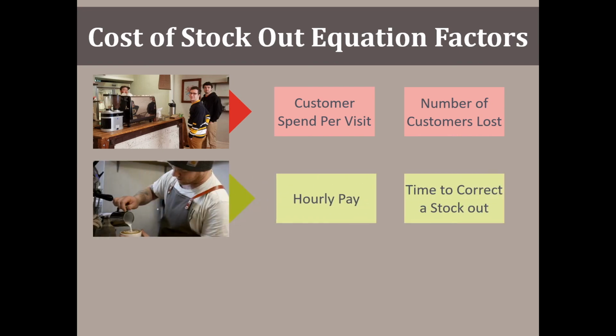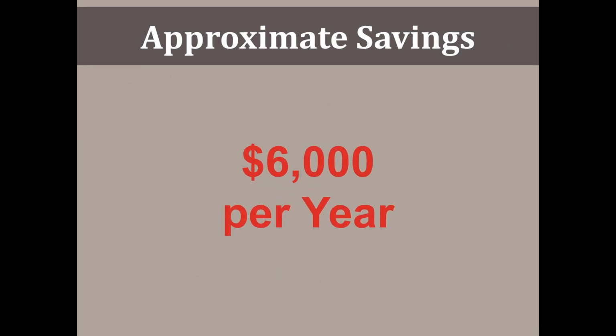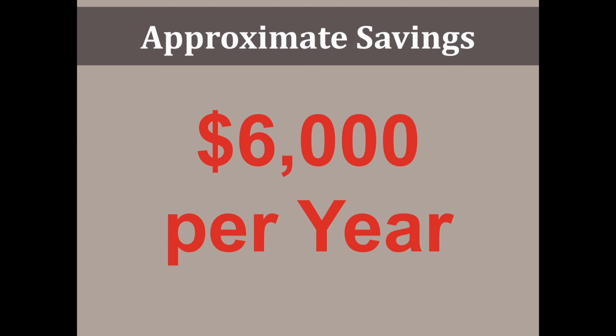The second is a proprietor's time to correct a stockout. For this factor, we took into account the proprietor's hourly pay and the time it will take them to correct a stockout. Finally, we factored the cost of coffee substitution. This considers the bag cost from ordering ahead of time and the rush order cost of a bag. This reorder tool will help Redhawk realize a savings of $6,000 per year by reducing the likelihood of a stockout.